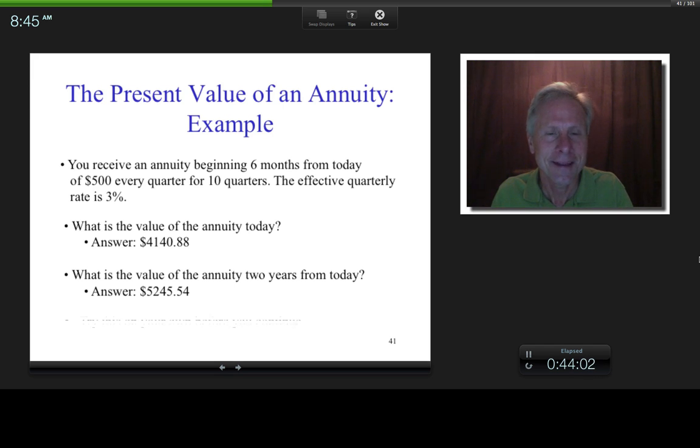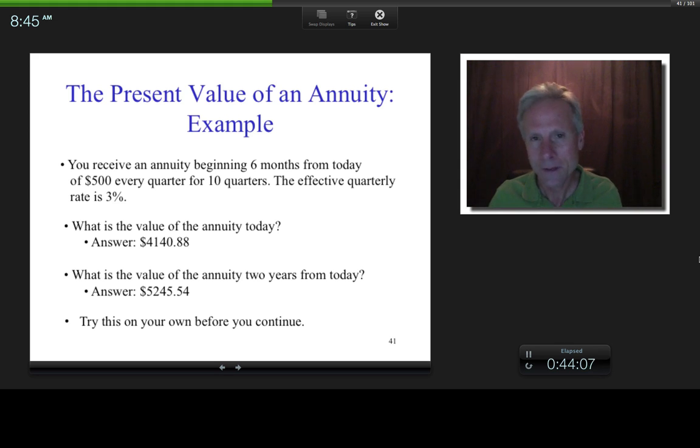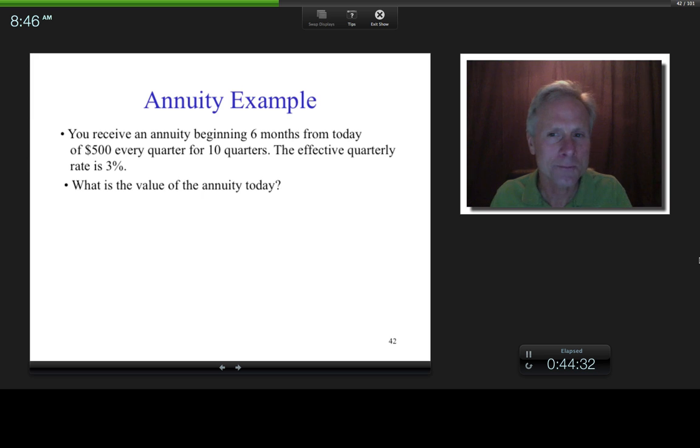Now again, I would encourage you to try this on your own before you continue. If you have a solid understanding of the annuity, you should be able to draw the cash flow timeline diagram, etc., and use single cash flow principles to get that. So go ahead and try it on your own, and I've given you the answers so you can check. But of course, I'm going to go through it also in case that helps you. So you receive an annuity beginning 6 months from today of $500 every quarter for 10 quarters, given an effective quarterly rate. What is it worth today?